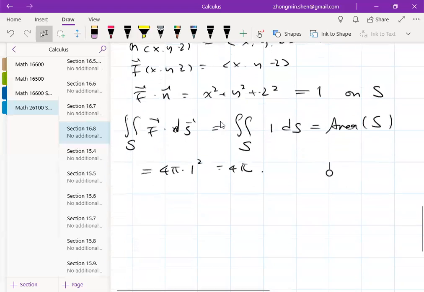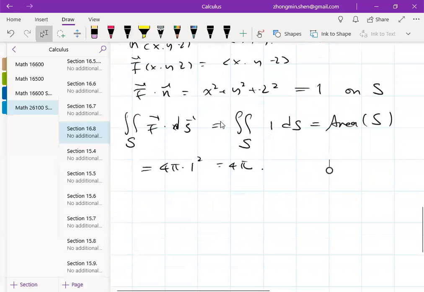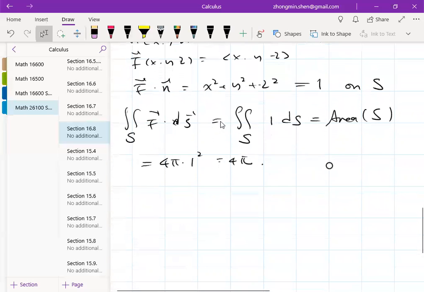Now for vector fields, right? There are two parts. Among general vector fields, there are some vector fields that are very special. Some vector fields can be viewed as the curl of another vector field.